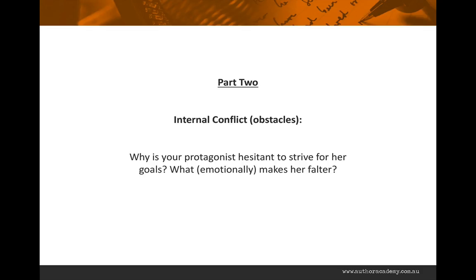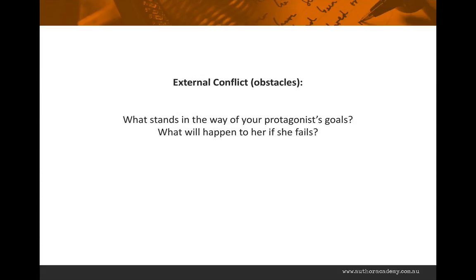Part two, the internal conflict, so the obstacles in your story. So why is your protagonist hesitant to strive for her goals? What emotionally makes her falter? External conflict, again, it's an obstacle. What stands in the way of your protagonist's goals? What will happen to her if she fails?